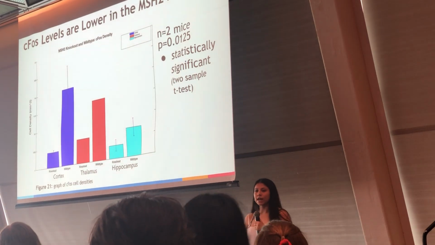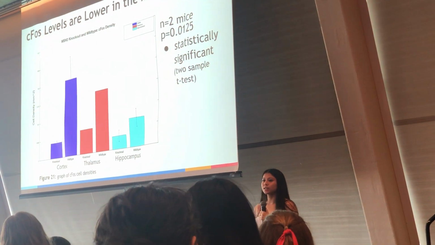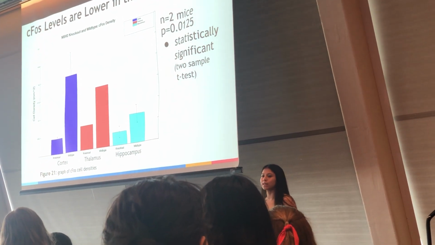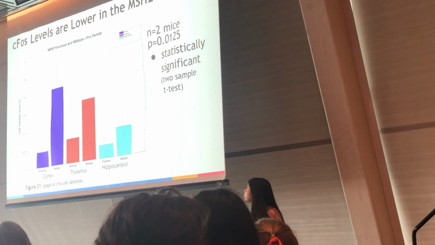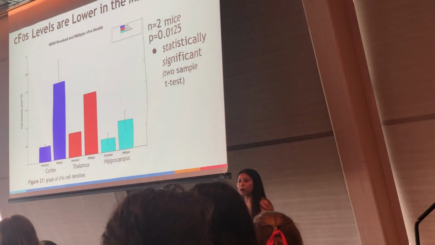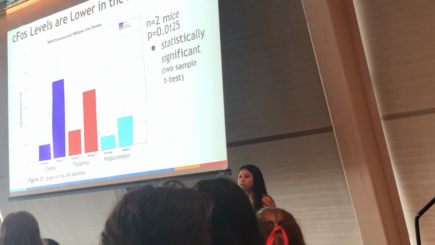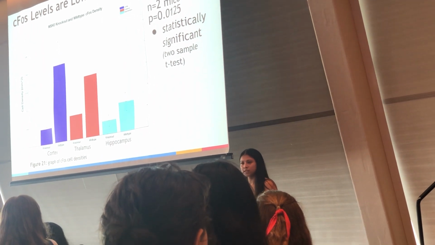When analyzing large data sets, you're looking for a p-value of less than 0.05 to determine your data is statistically significant using a 2-sample t-test. So our value was 0.0125, deeming our data statistically significant.